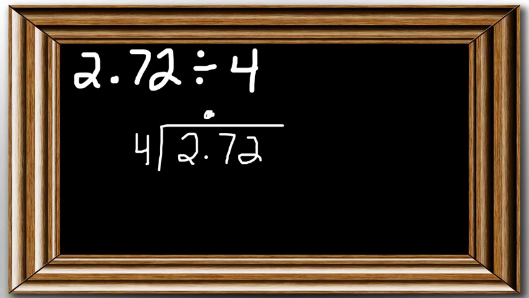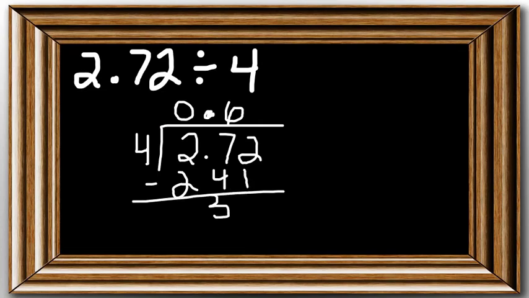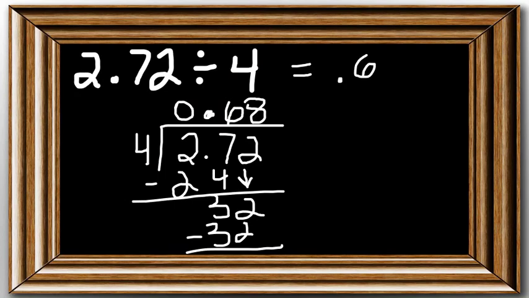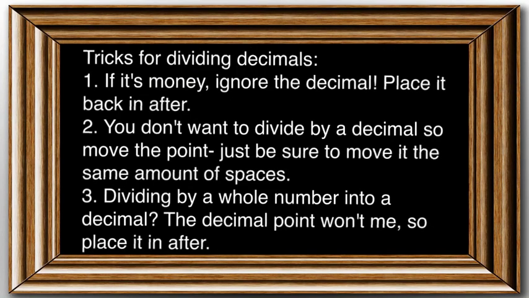So 4 can't go into 2, so can 4 go into 27? Well yeah, it can go in 6 times, and that's 24. 3, bring down the 2, so now I ask myself, can 4 go into 32? And it can go in 8 times. 4 times 8 is 32, and I have my answer. My decimal is already where I need it to be, so my answer is going to be 0.68 or 68 hundredths.